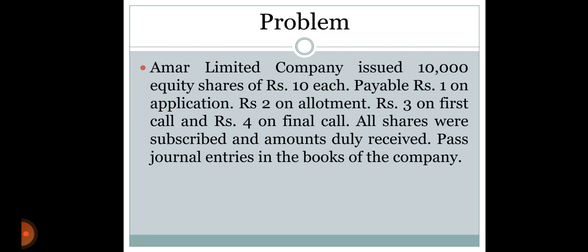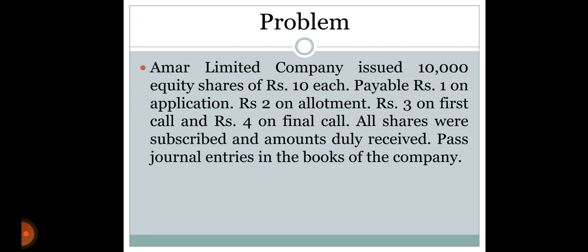The company issued 10,000 equity shares. So all the shares were subscribed by the general public and they paid all the amounts, which means all the shareholders paid rupees 1 on application, rupees 2 on allotment, rupees 3 on first call, and rupees 4 on final call.